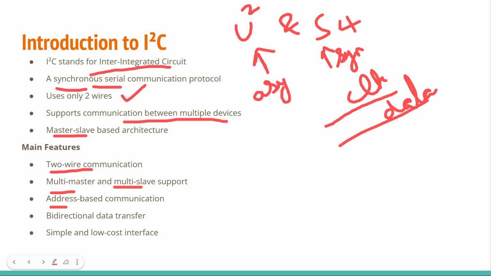At a time, only one will act as a master. As well as it is address-based communication. In SPI, we use the chip select line to select which slave it wants to communicate with. Whereas in I2C, by using the address, we define which sensor my master is going to communicate with. Hence we can say it is an intelligent communication protocol when compared to the others. It also supports bidirectional data transfer, but it can't transmit simultaneously, so it is half duplex. Cost wise it is low and it is simple to integrate.